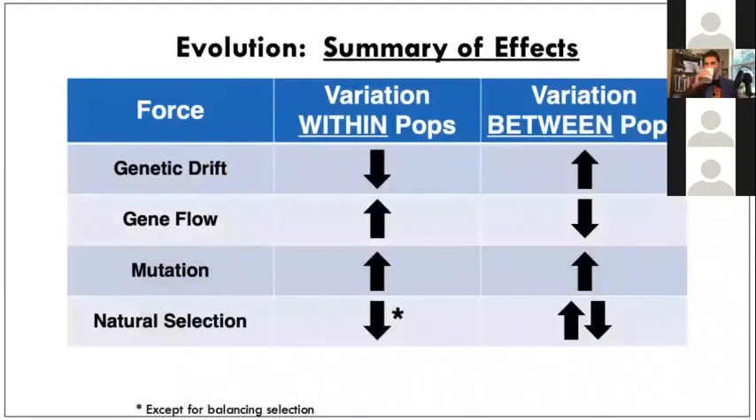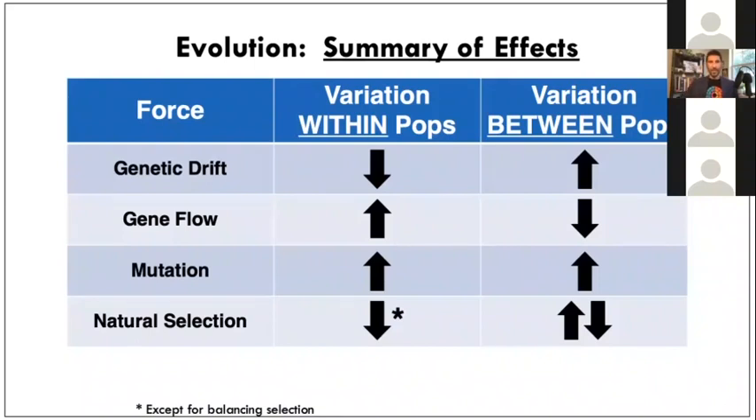So in summary, drift reduces variation inside of the population, but it increases differences between them. Gene flow does the opposite. Mutation increases diversity, period, across the board. And natural selection is pretty complicated.